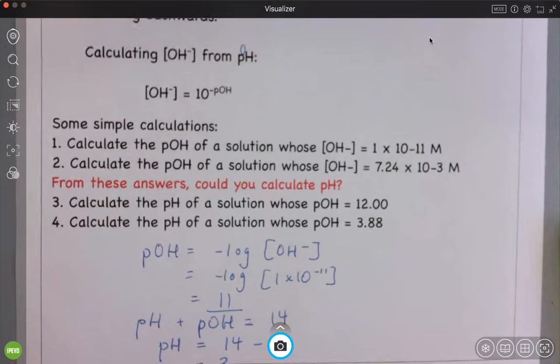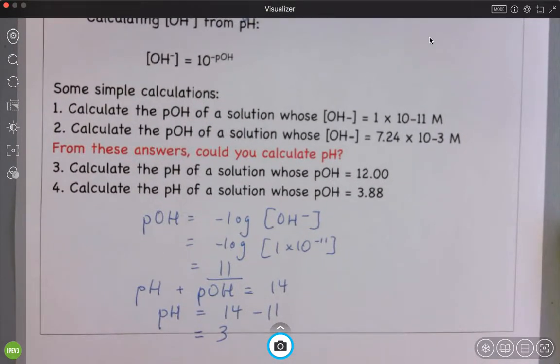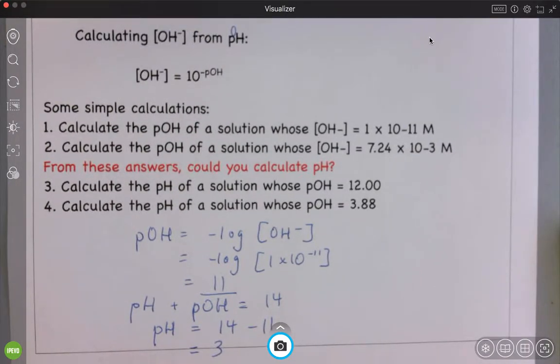So you will be asked to calculate a variety of pOHs and pHs, and hydroxide ion concentration and hydronium ion concentration in class next lesson. So I hope that prepares you, and you can by all means do the examples that are given here as well in your books.